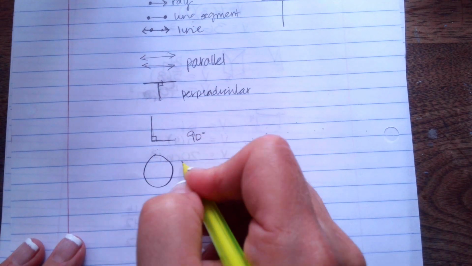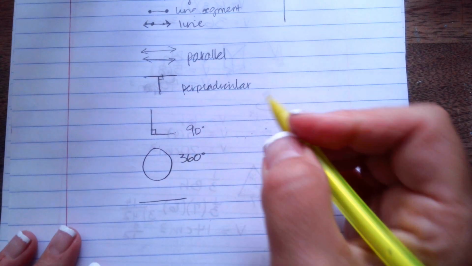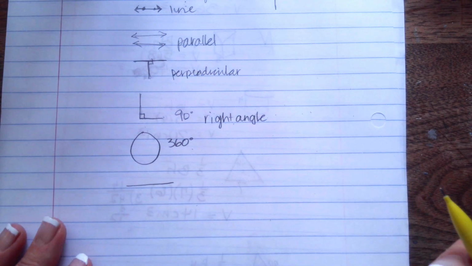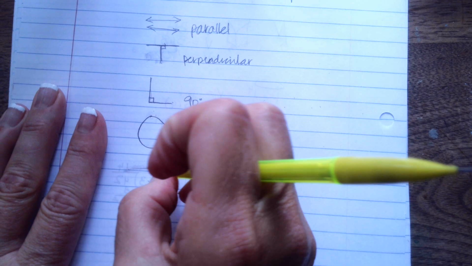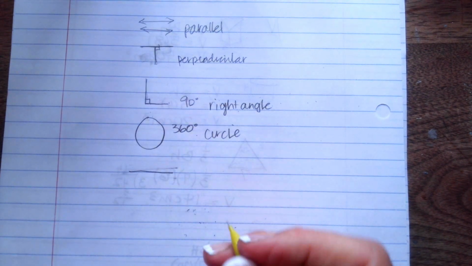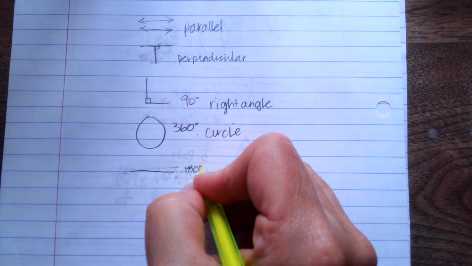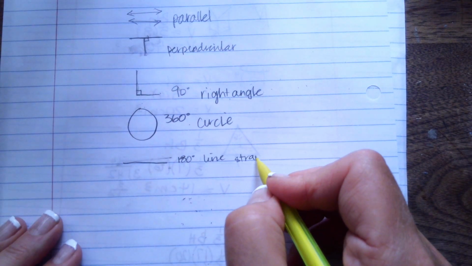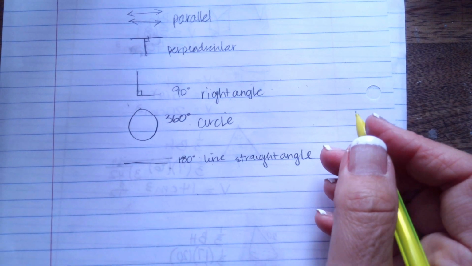A circle is 360 degrees. So we have a 90-degree angle called a right angle. Then we have a 360-degree angle. That's a circle. We have a straight line, which actually I did not make straight, so let me do that. Keep breaking my pencil. And this is exactly 180 degrees, and it is called a line or a straight angle. So that is some vocabulary to get you started.